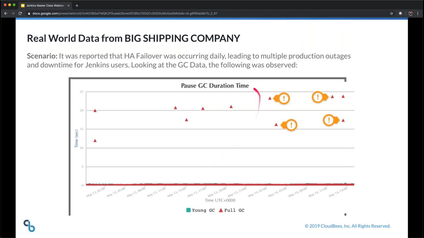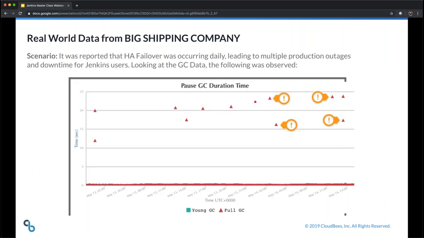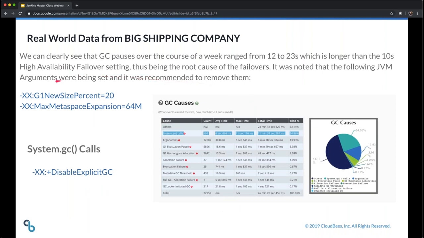So if you look at the paused garbage collection duration time here, you'll notice that some of those pause times are upwards of 25 seconds. And with that, the UI is not going to be available. These are stop the world events, right? So in looking at the data, we see once again that there are some arguments that we recommended at one point because of a younger JDK version, but we don't recommend anymore. And most importantly, we noticed that some of the causes for garbage collection were these system.gc method calls.